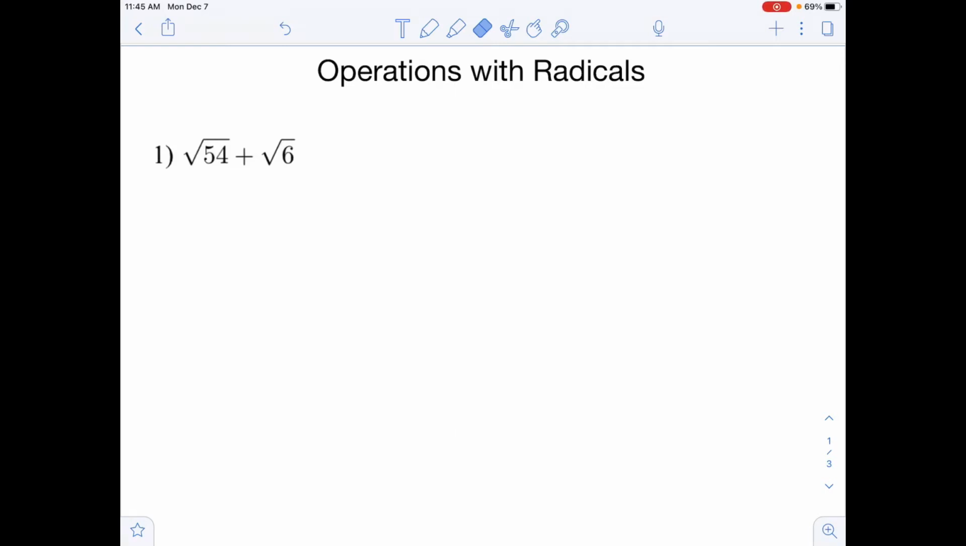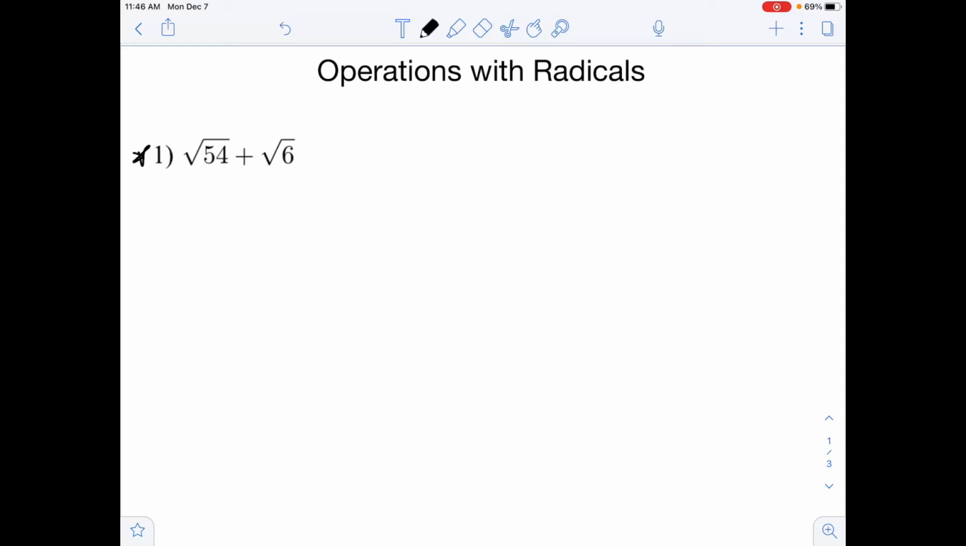Hi guys, so we're going to pick up with operations with radicals. In a previous video we did simplifying radicals. Now we're actually going to do the operations with radicals. So let's look at this first one right here. You can see we've got the square root of 54 plus the square root of 6.